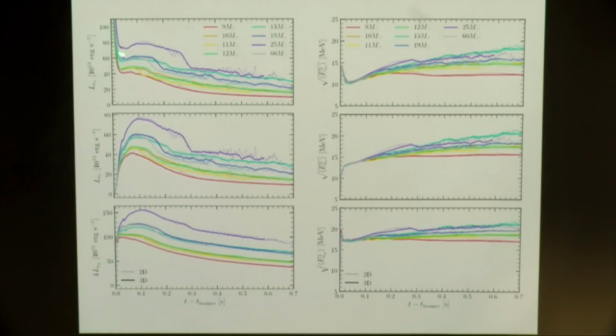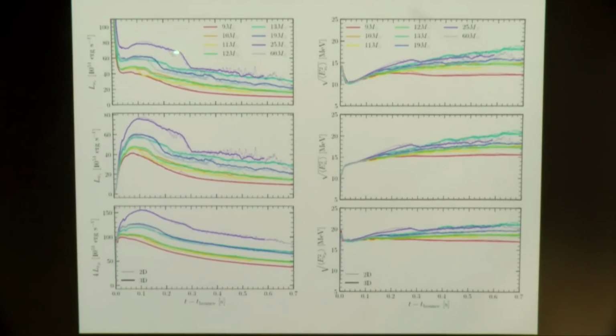Now, you can do it for lots of models. This is after the breakout burst. This is the electron neutrinos, the anti-electron neutrinos, the mu's. My only point here, the thin curves are 2D models. The thick curves are 3D models. Not that much different. My point here is that there's a systematic dependence on progenitor structure of the values here.